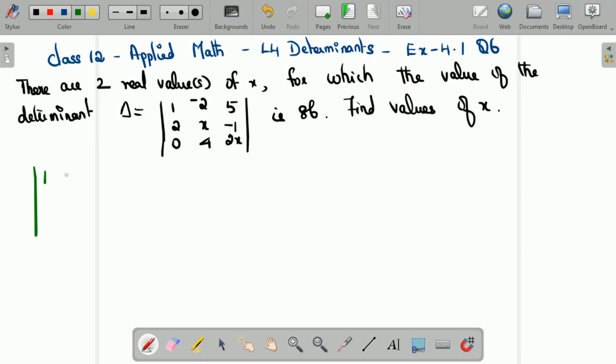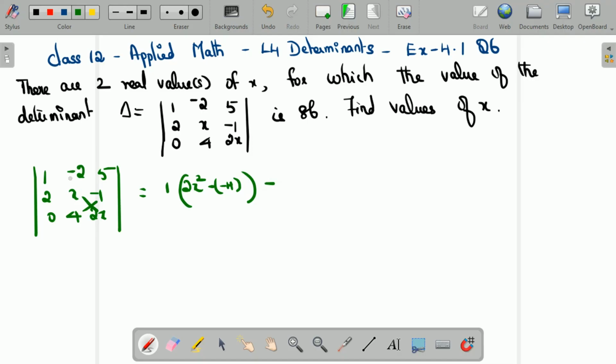So it is 1, minus 2, 5; 2x, minus 1, 0; 4, x, 2x. I'm going to evaluate along the first row. So in this case, 1 into, let's cross multiply, x into 2x, 2x squared, minus 4 into minus 1. So this is minus 4.